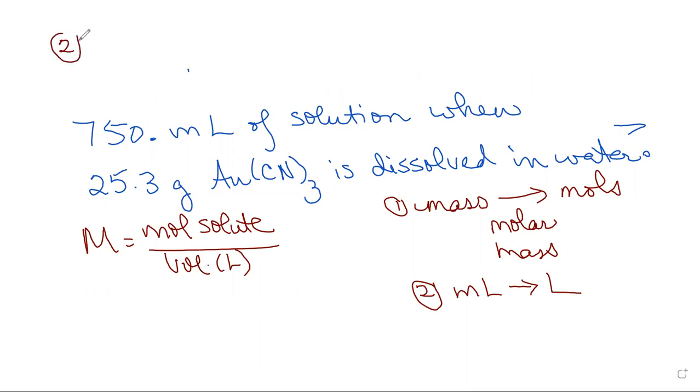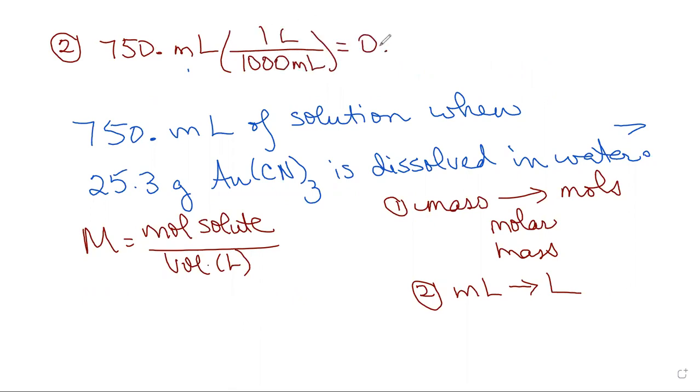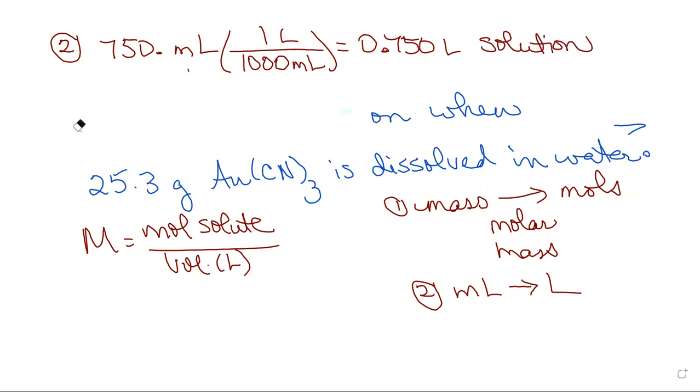So for number 2, the conversion, we know it's 1,000 milliliters in 1 liter. So 0.750 liters of solution at the end. And then let's go ahead and do our molar mass.